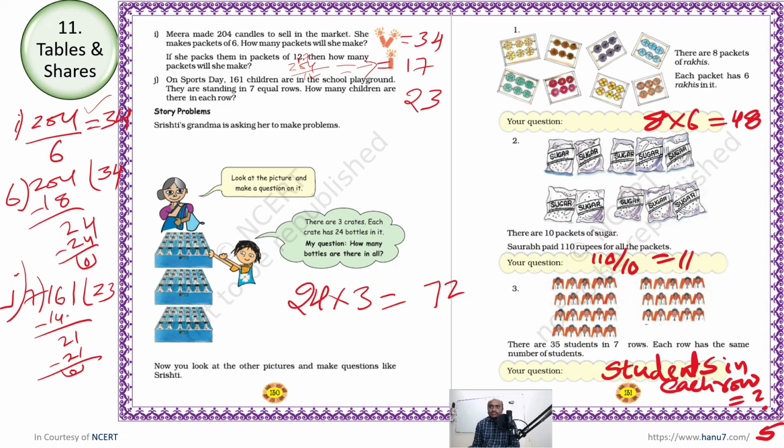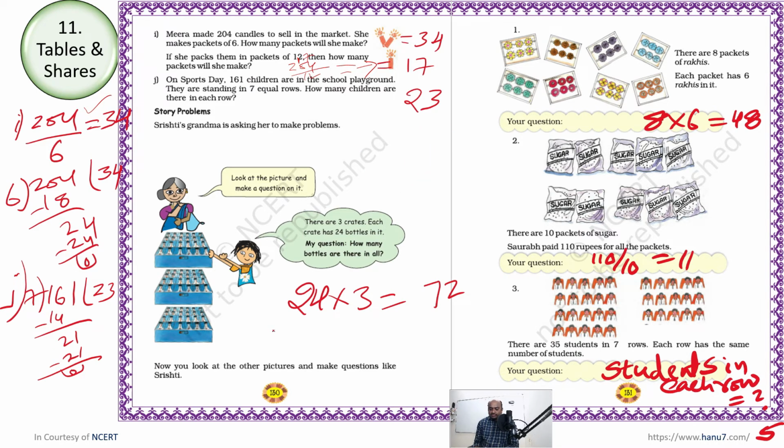How will it work? 7 twos are 14, then subtraction gives 2, then 21, 7 threes are 21. So in each row there will be 23 students. If you want, you can calculate 7 into 23, what will be the answer? 7 threes are 21, and 7 twos are 14, 15, 16. You can check, this matches 161. Like that you have to verify your answers.